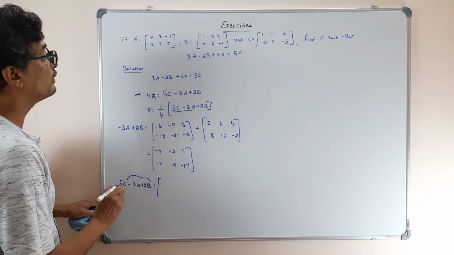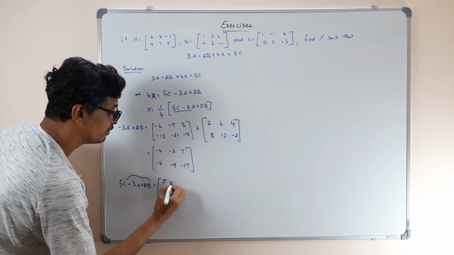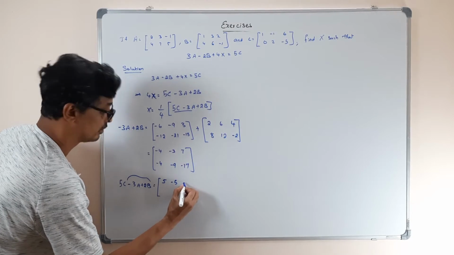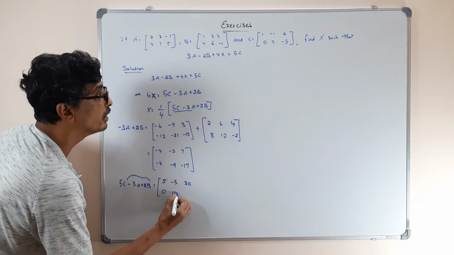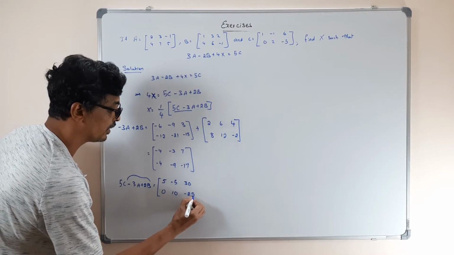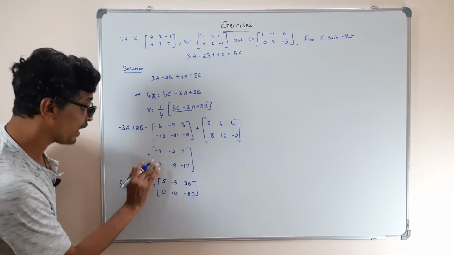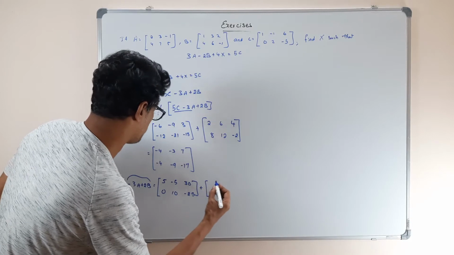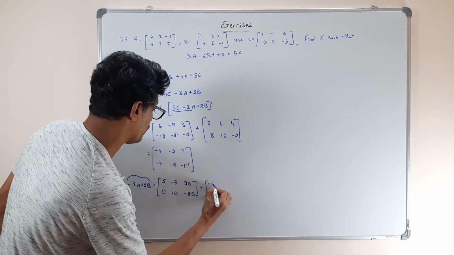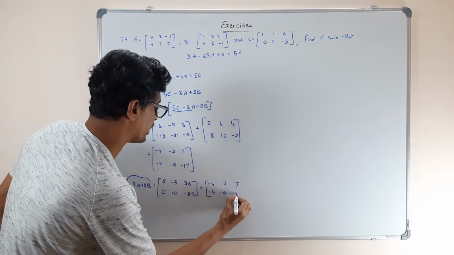So what is 5c? 5 times c. Tell me. 5, minus 5, 30, 0, 0, 10, minus 25. And minus 3a plus 2b is this. So we have to add this. Remember, one can make a mistake here. So minus 4, minus 3, 7, minus 4, minus 9, minus 17.